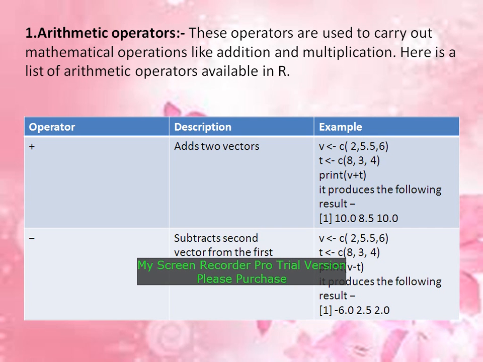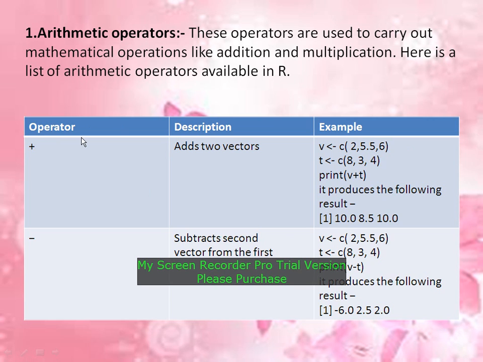Next, coming to arithmetic operators, the first category. Here you have to see carefully how we use the operators, with examples. These operators are used to carry out mathematical operations like addition, multiplication, subtraction, division, etc. Here is a list of arithmetic operators available in R. This table represents the set of arithmetic operators one by one.